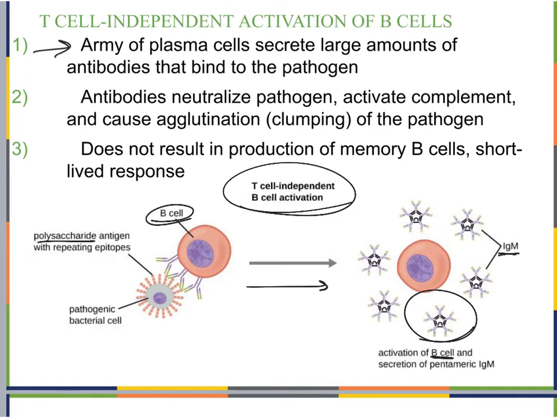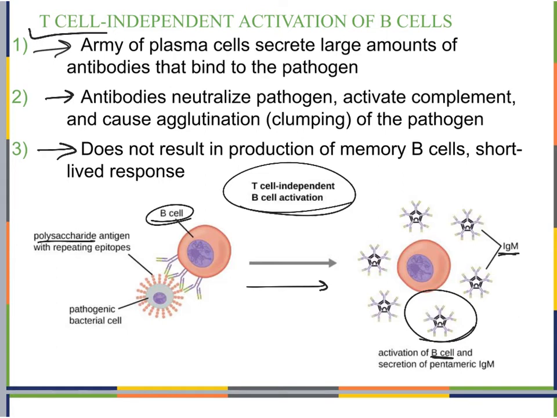So it's going to clone itself, make many copies. So it's going to make lots of plasma cells. Those plasma cells are now going to be secreting antibodies that'll bind to the pathogen and kill it, hopefully. But remember, by killing it, I mean neutralize it, activate the complement cascade, cause agglutination, opsonization, those things. In this case, it does not result in the production of memory B cells. This is a very short-lived response.